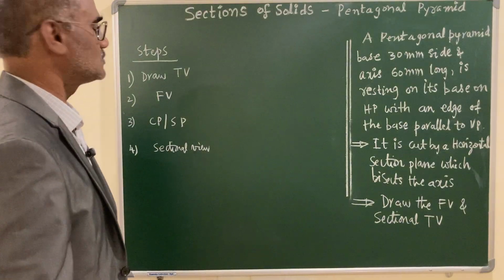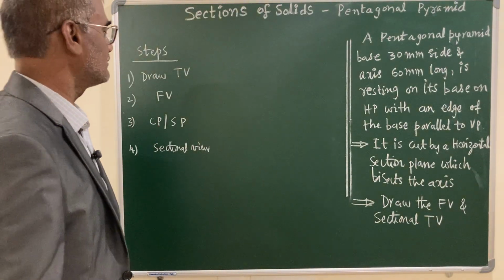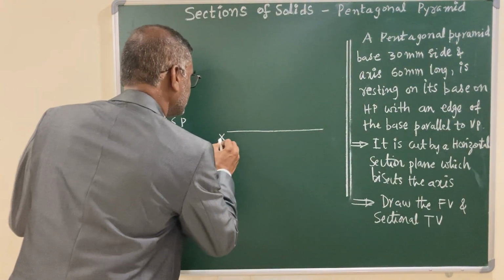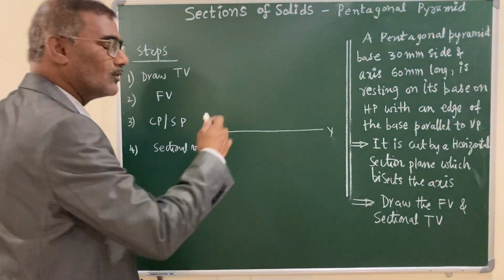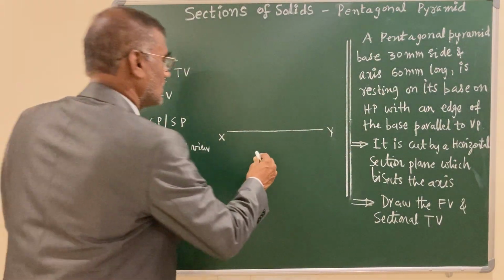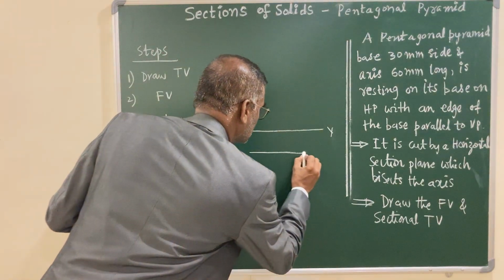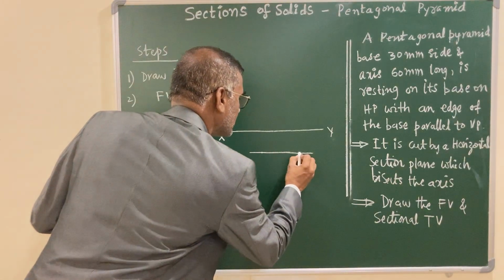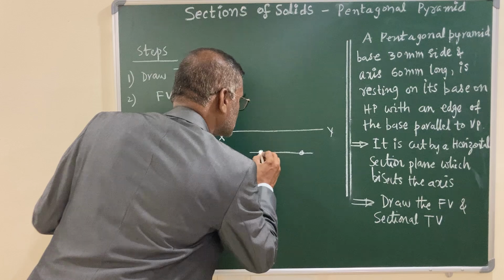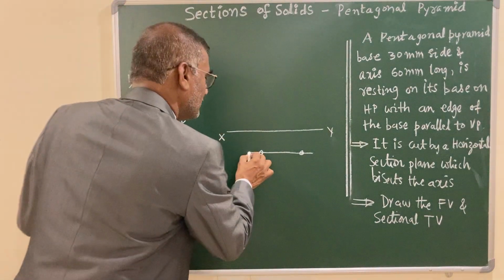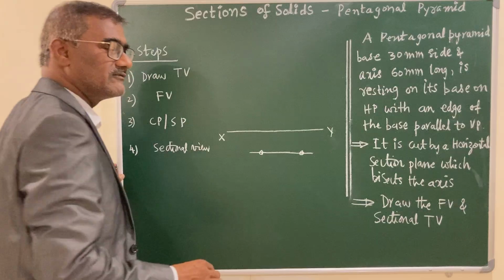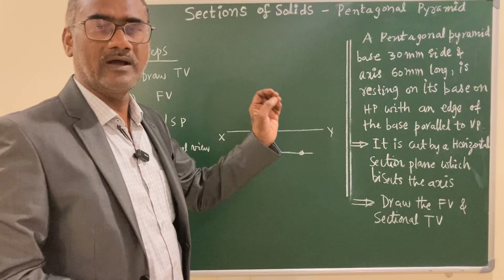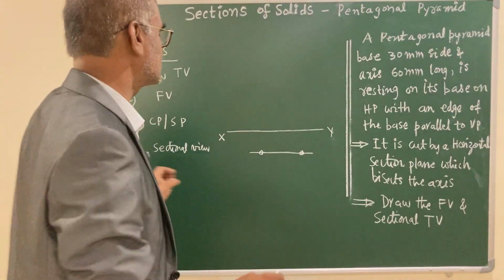So first you proceed to draw the projections of the solids in simple position. For that, let us draw a horizontal reference line XY, and well below the XY reference line, draw a line of length more than 30 mm, because the edge is given as 30 mm. Mark on this the 30 mm side, and measure the outer angle, that is 72 degrees. 72 is 360 divided by the number of edges, which is 5. So 360 divided by 5 is 72.